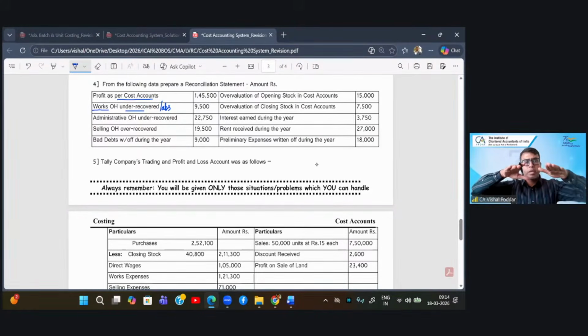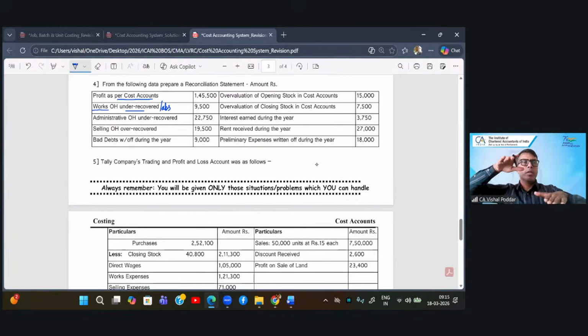I repeat. What is the adjustment given? They are talking about works overheads. Works overhead is an expense, and they are saying it is under recovered. Under recovered, under absorbed, means that the expense is less in costing, because only in costing you do absorption or recovery. So the expense is less in costing. Now, if the expense is less in costing, it is more in financial. And if it is more in financial, what is the impact on profit? The profit will be less. So because of this first adjustment, my costing profit is higher as compared to financial profit. So we first get the level.